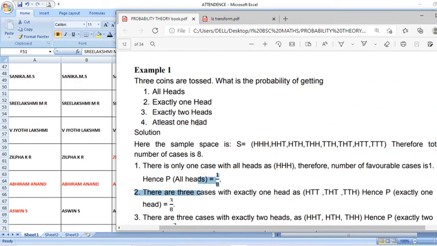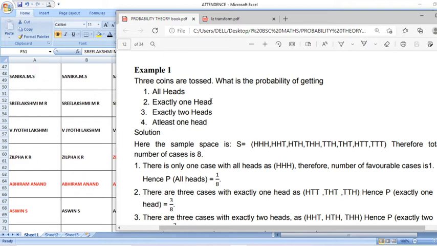Consider this example. Example 1. Three coins are tossed. What is the probability of getting all heads, exactly one head, exactly two heads, at least one head? So the sample space is, yes, you can see the sample space here. There are 8 possible cases in the sample space.